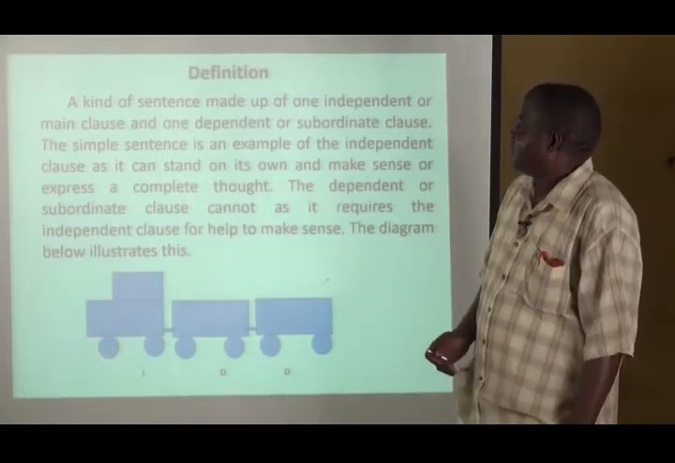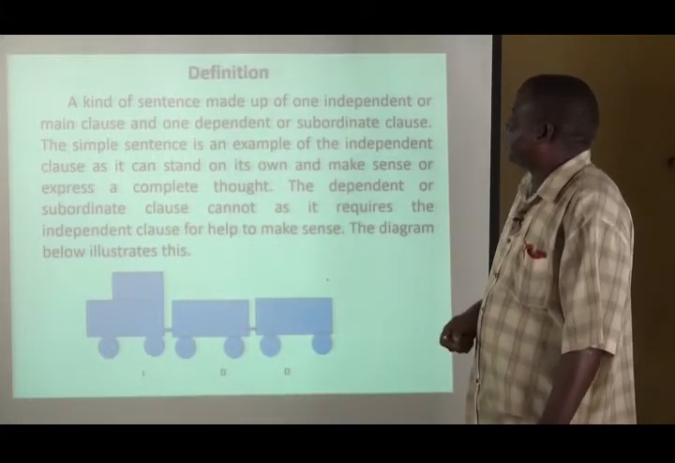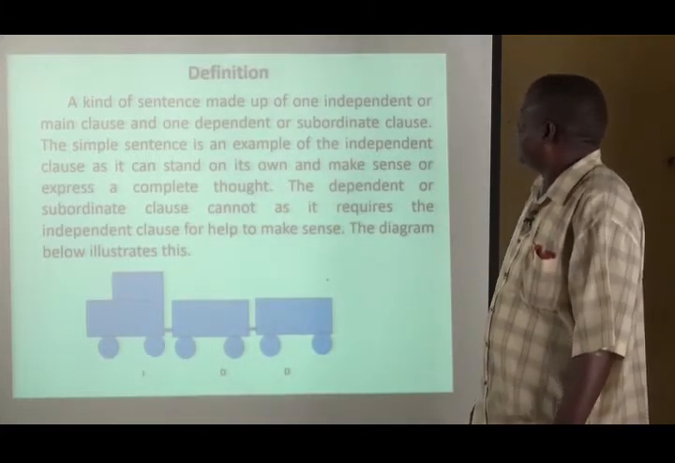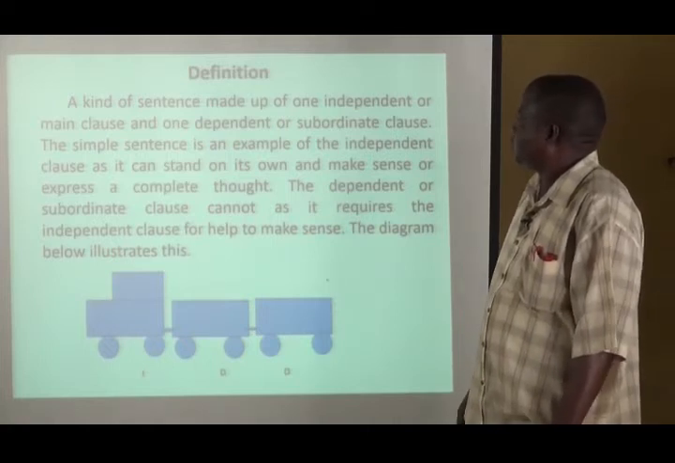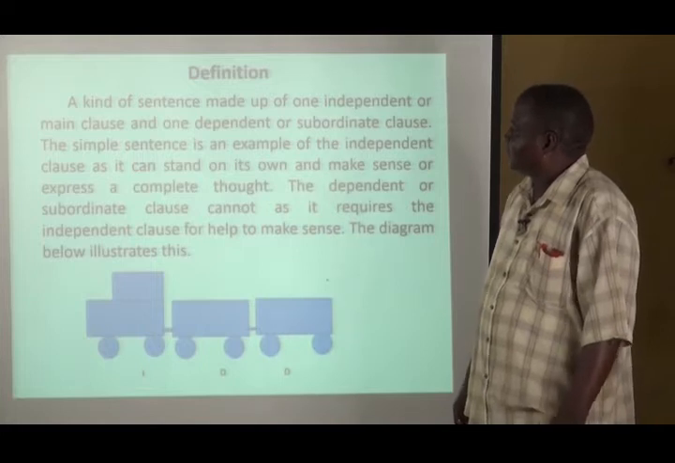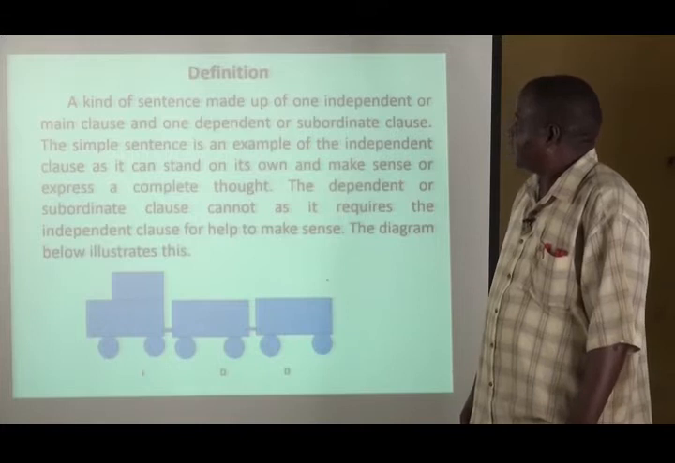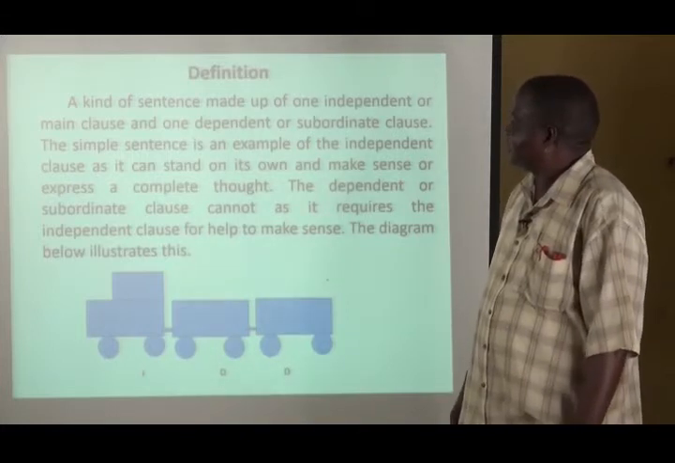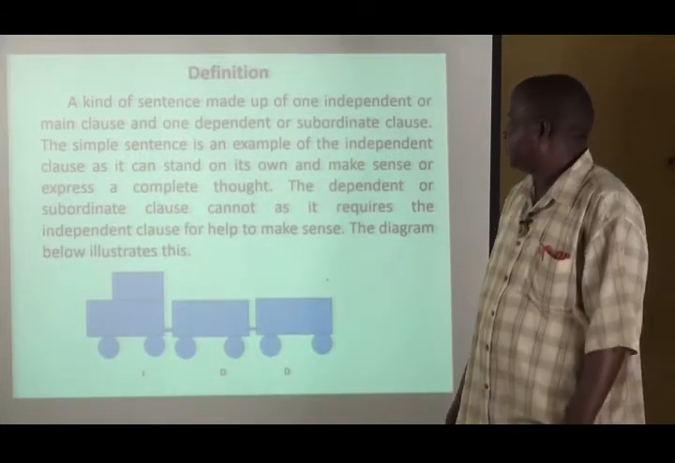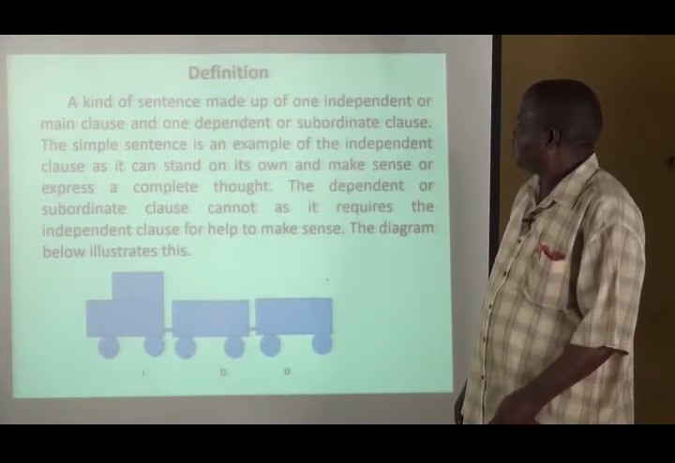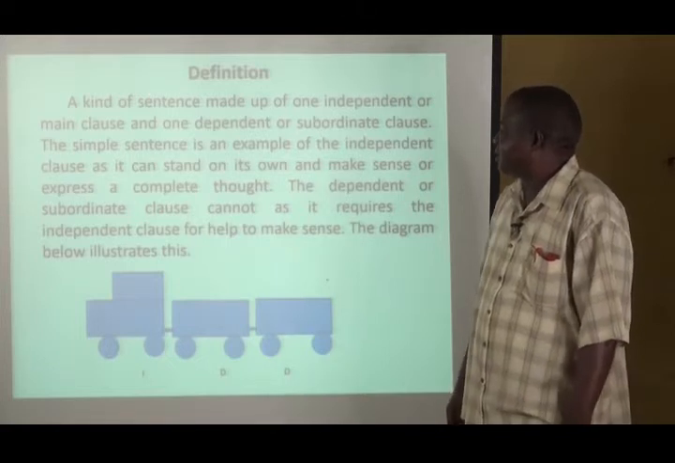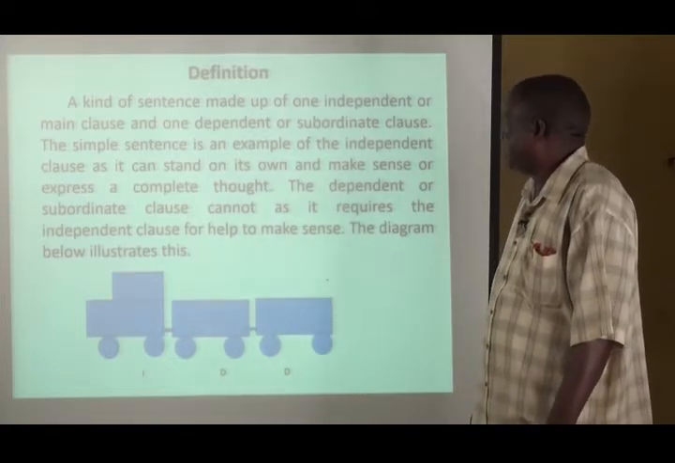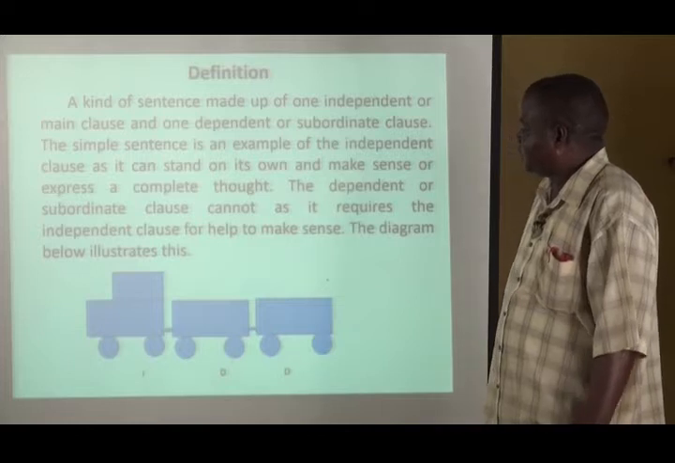From what we have on the slide here, we will define the complex sentence as a kind of sentence made up of one independent or main clause and one dependent or subordinate clause. The simple sentence is an example of the independent clause, as it can stand on its own and make sense or express a complete thought. The dependent or subordinate clause cannot, as it requires the independent clause for help to make sense. The diagram below will illustrate this.